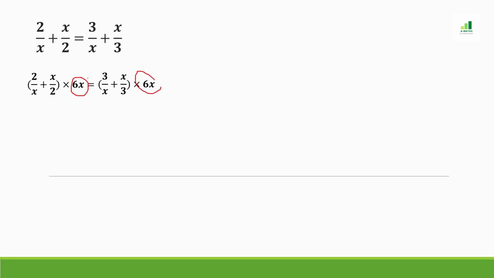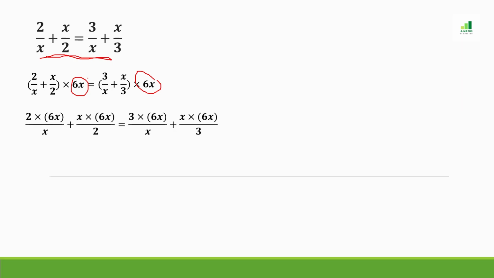But why with this 6x? This is the main question. Because this 6x is the LCM of these four denominators. That's why we are multiplying by this 6x. So multiply both sides of the equation by 6x. After multiplying both sides of the equation by 6x, what will we get?